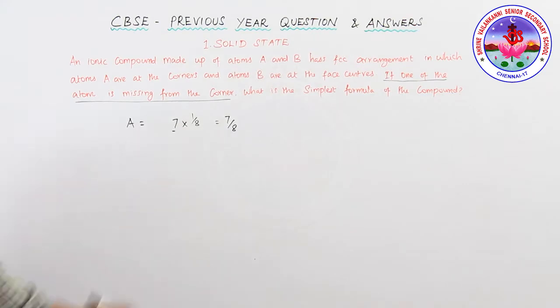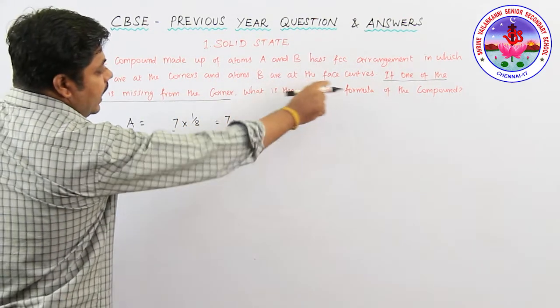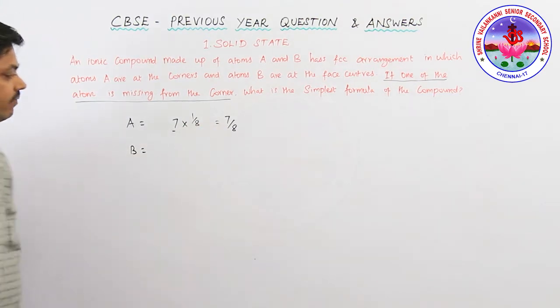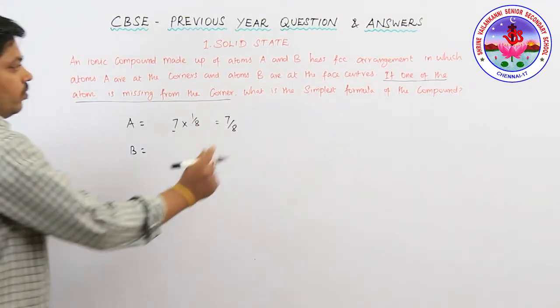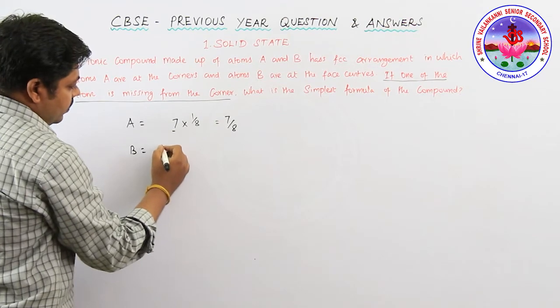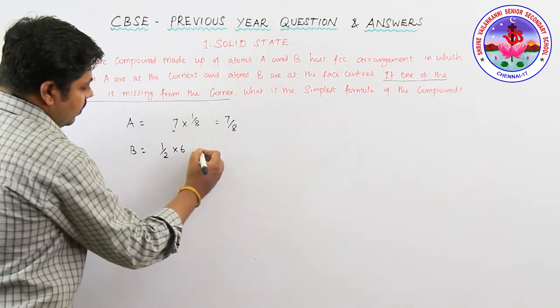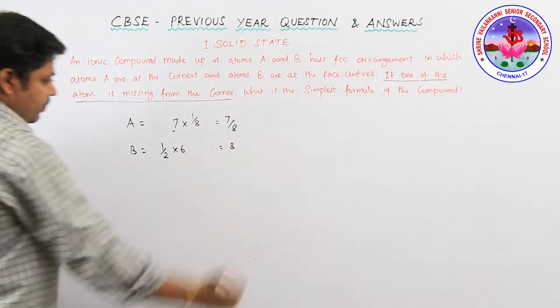Next, look at this. Atoms B are at the face centers. So A is 7 by 8. For B, you know that in face-centered cubic, it is half of the arrangement, so that's 6 faces. So, B is equal to 3.